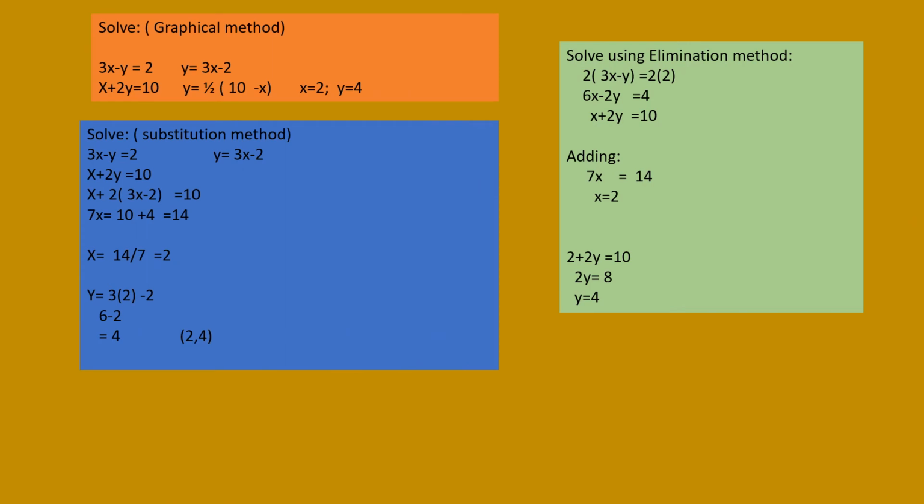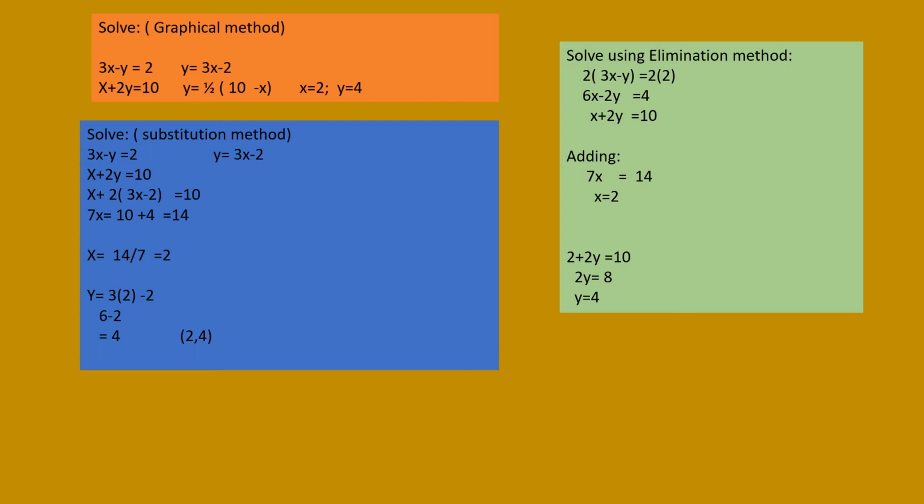And the next method is the graphing method. So here let us see all the different methods: graphing method, substitution and elimination method. For the graphing method, first of all, if the equation is not in terms of x, y isolated, you have to rewrite that in the form y equal to 3x minus 2, y equal to half of 10 minus x. We can enter that in your graphing calculator and you can easily find that (2, 4) is the point of intersection.